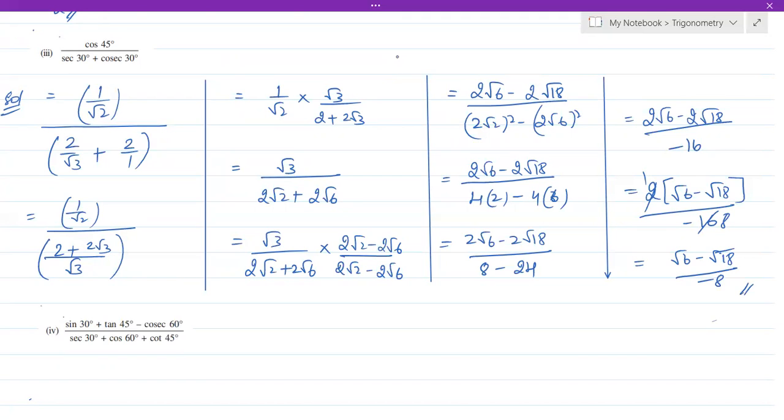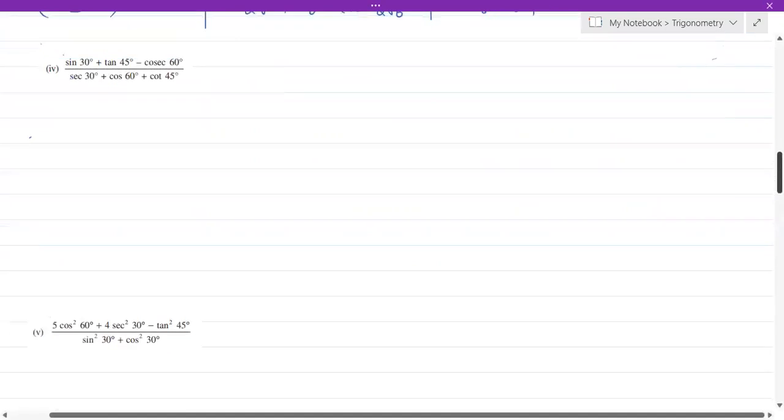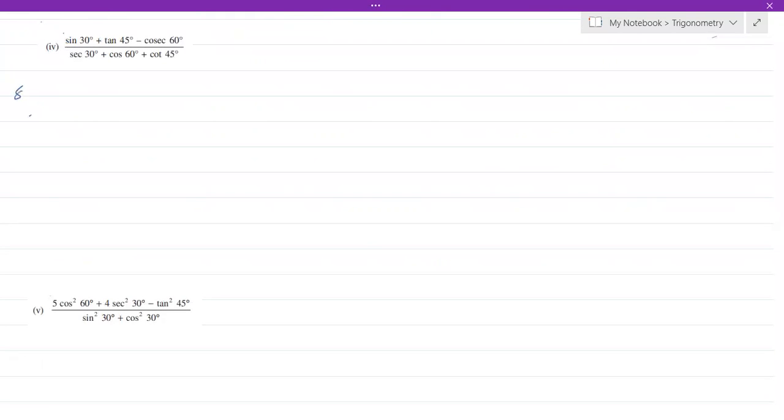It's very simple. We substitute the values, but in the denominator we have got an irrational number, so we have rationalized it. Okay. So let's get into the next question. So the next question, sine 30.